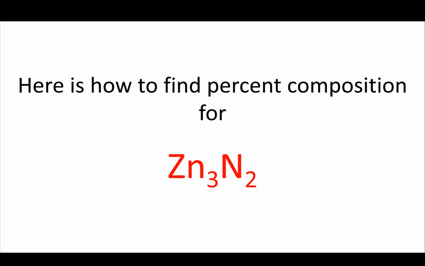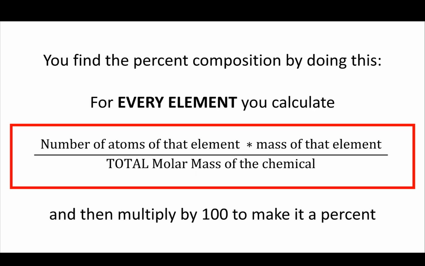So for example, if I wanted to get the percent composition for zinc nitrate, for every element, I would get the number of atoms of zinc times the mass of zinc, divided by the total molar mass, and then I would also do the same thing for nitrogen.